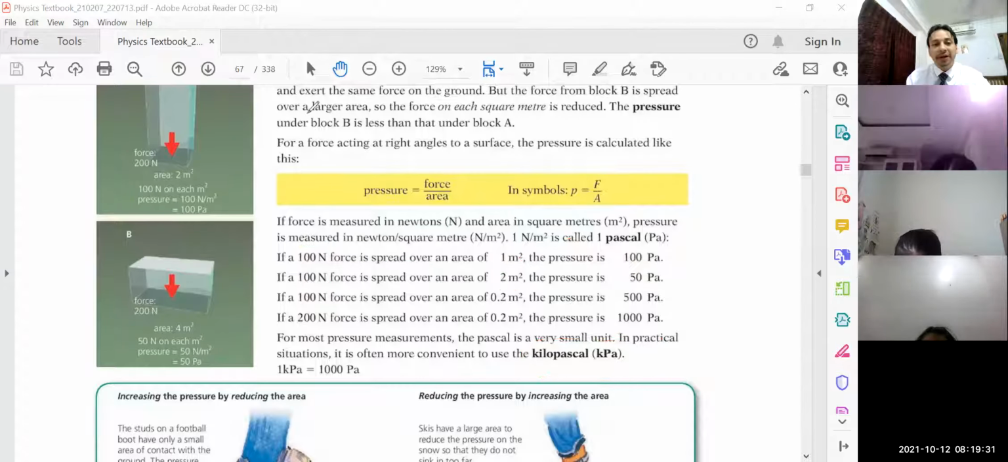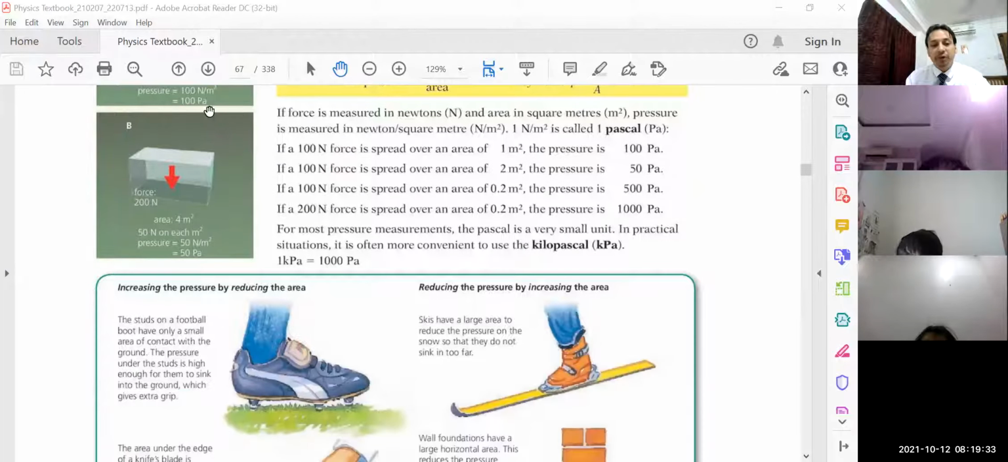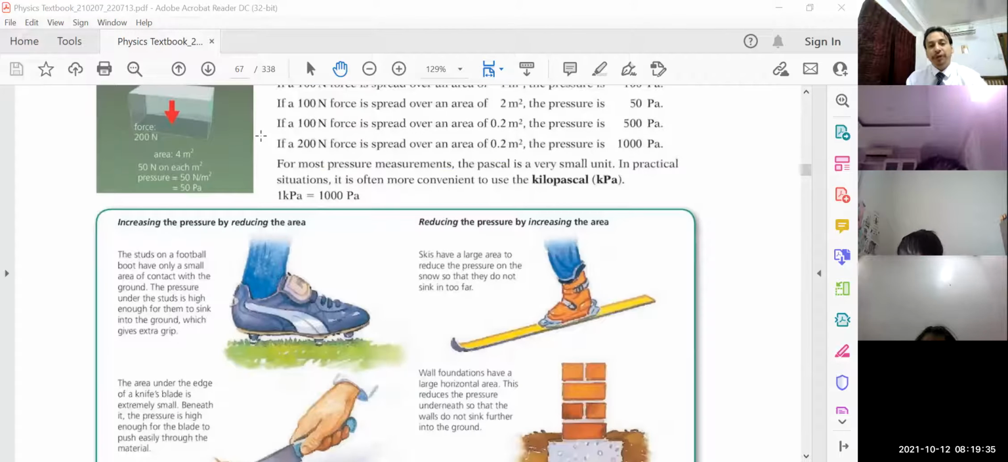Now, after understanding the meaning of pressure, let's look at some examples of pressure. Children, sometimes in our day-to-day life, in real life situations, we need higher pressure, sometimes we need low pressure. It depends on the situation, children.